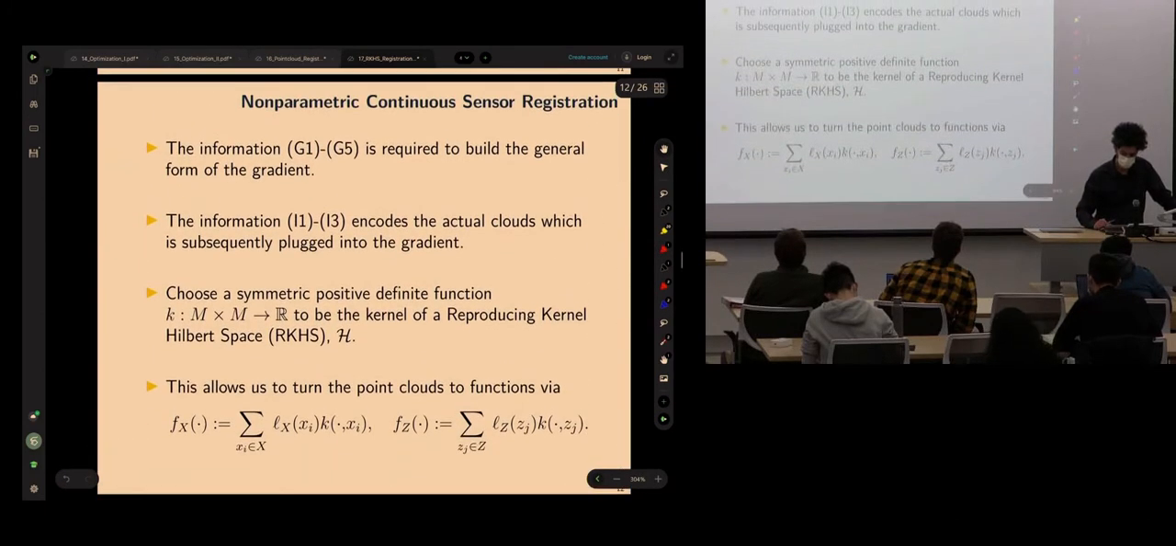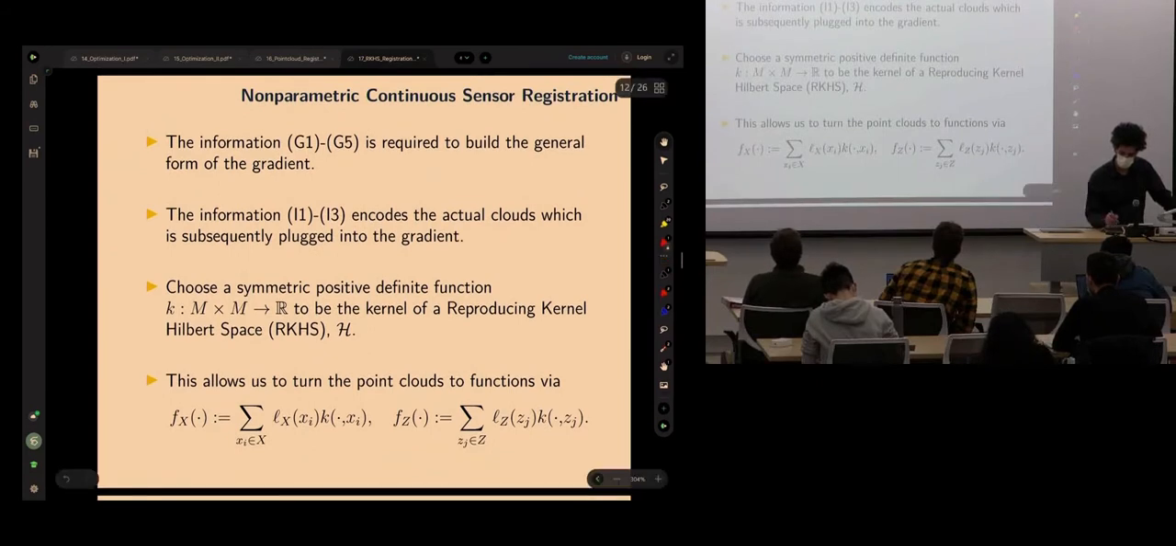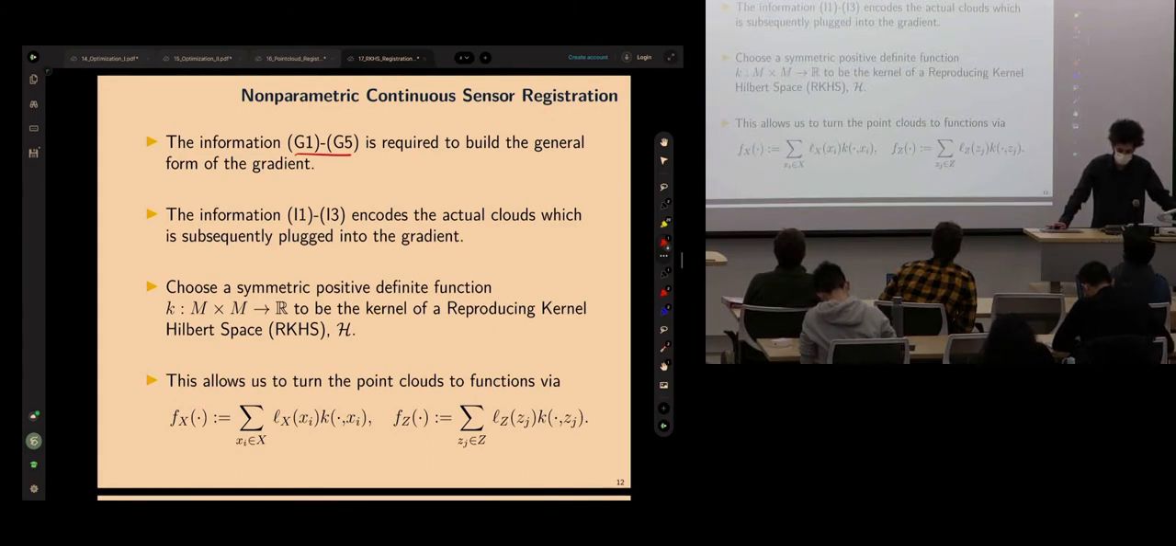Now, once we have these, we can use G1 to G5 generally to build a gradient that will allow us to solve the problem in the sense of geometry. I1 to I3, it allows us to encode the information in the point cloud.